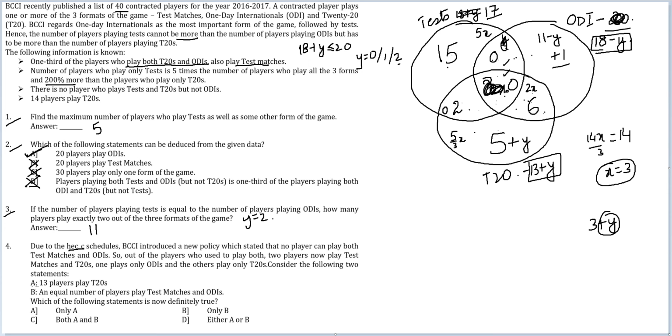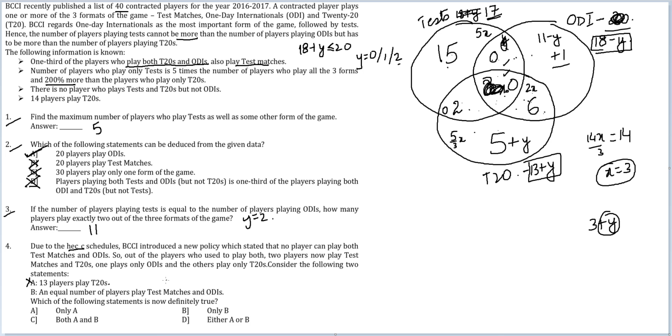Okay. First is 13 players play T20s. Is it compulsory that 13 players play T20s? Not necessary. If y is equal to 0, then yes. If y is equal to 1, then not true. So this is not always true. Gone. Next is an equal number of players play test matches and ODIs. Test matches is 17 and ODIs is 18 minus y. If y is equal to 1, yes, they would be equal, but it is not always necessarily true.